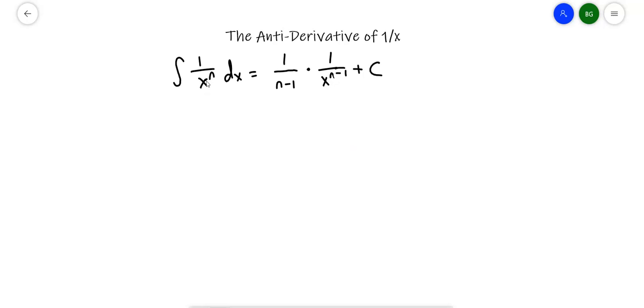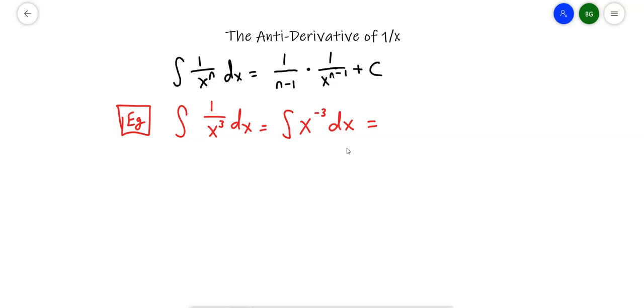So if I'm trying to find the antiderivative of 1 over x to the n dx, that's our rule that gives it to us. And let's see an example. It's always good to have a nice numerical example. So let's say we're going to find the antiderivative of 1 over x cubed dx. How I would really want to write this so I can use my power rule is x to the negative 3 dx. And now I can use my power rule like normal, so I'll add 1 to my exponent, which would give me x to the negative 2, and then I divide through by that new exponent. And don't forget your plus c.